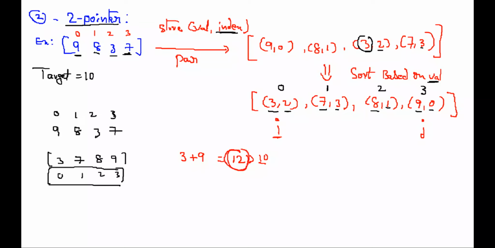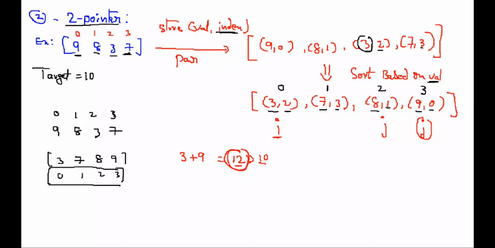So you have to bring the j to the left side. Why? Because the sum is more. You have to decrease the sum. Here the elements are in ascending order, so you have to come front. That means you have brought the j to the left position.